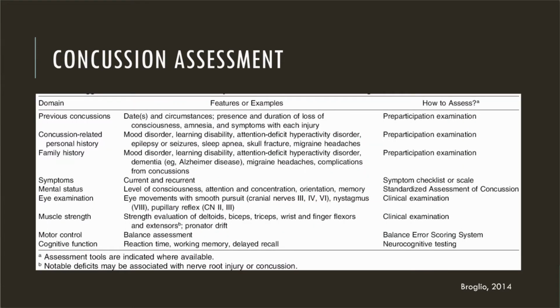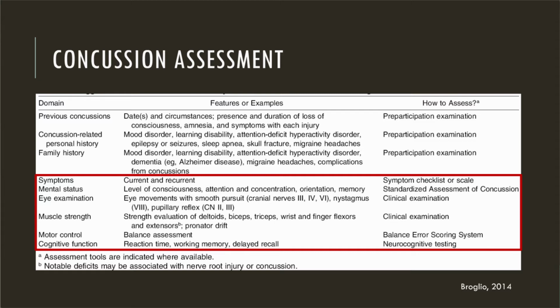This table presents some of the types of concussion assessments that are often used by athletic trainers and those working with sports medicine on a regular basis. Prior to the sports season, things such as the prior concussion history, concussion-related personal history, and family history are important components of the pre-participation exam.